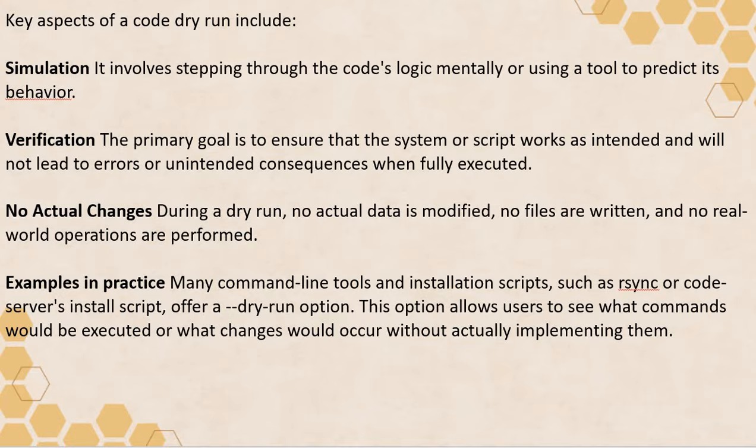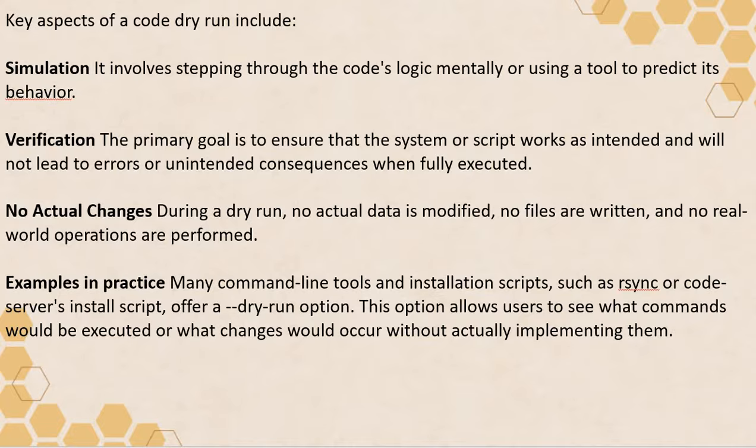No actual changes. Here basically you don't have to do anything. You just perform a dry run, and no actual data is modified, no files are written, and no real-world operations are performed. You just check how the input is being processed. Now, what sort of examples are there in the real world for the code dry run? Many command line tools and installation scripts, such as Rsync or code-server's install script, provide a dry run option. This option allows users to see what commands would be executed or what changes would occur without actually implementing them.